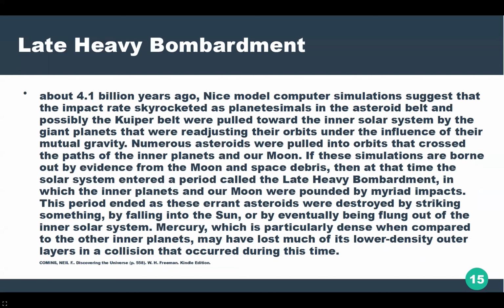If these simulations are borne out by evidence from the moon and space debris, then at the time the solar system entered a period called the Late Heavy Bombardment, in which the inner planets and our moon were pounded by myriad impacts. This period ended as the errant asteroids were destroyed by striking something, by falling into the sun, or by eventually being flung out of the inner solar system. Mercury, which is particularly dense when compared to the other inner planets, may have lost much of its lower density outer layers in a collision that occurred during this time.